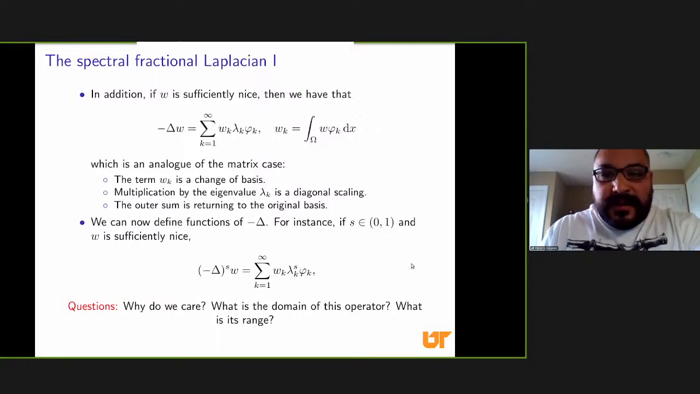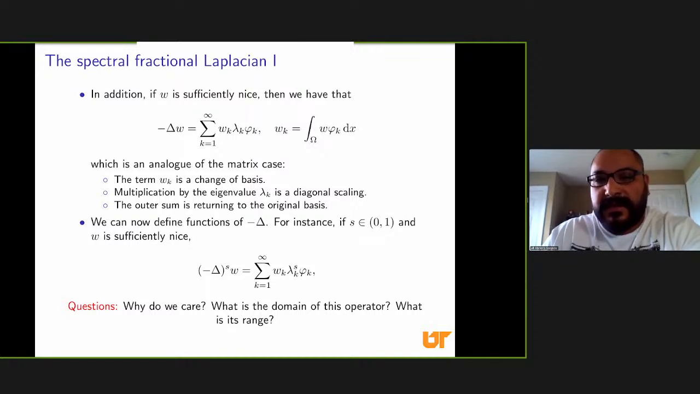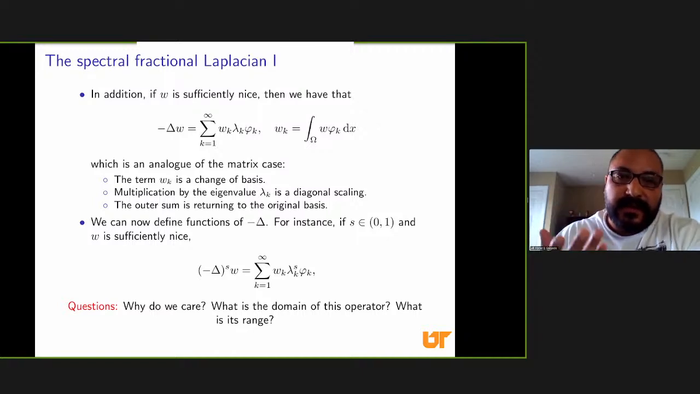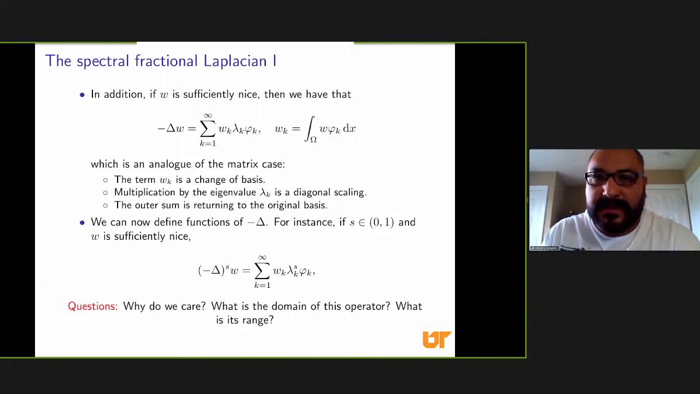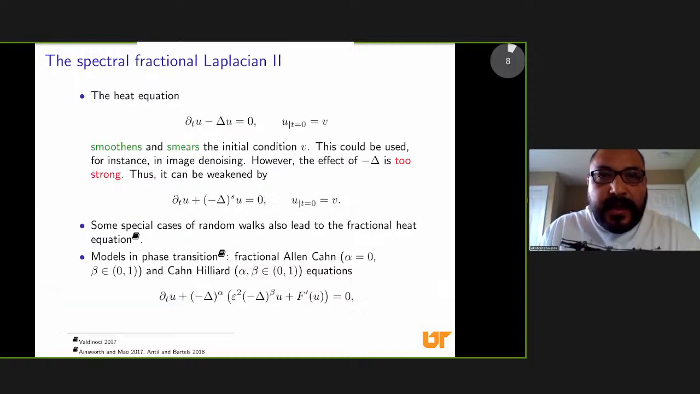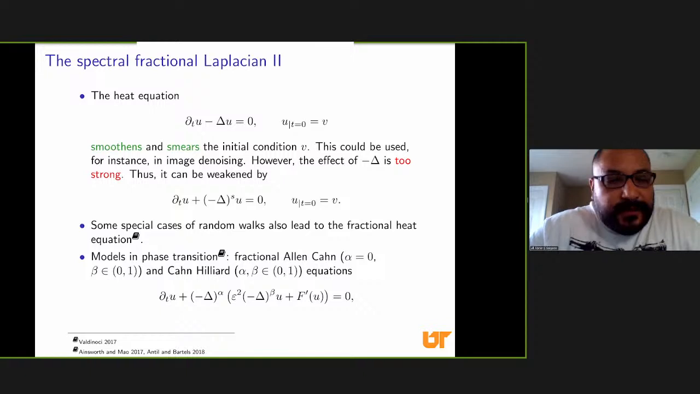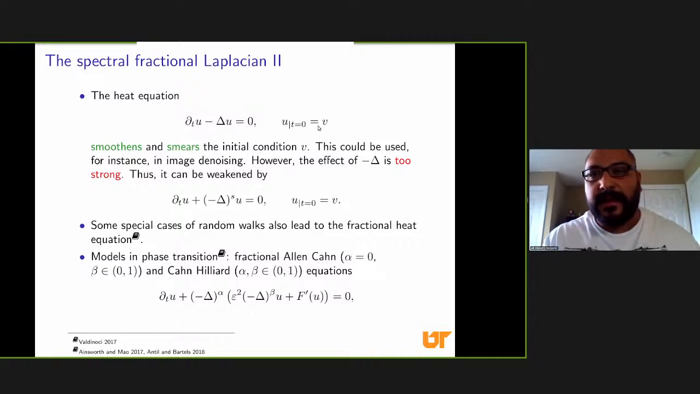Of course, you can define whatever you want, but you should be careful about why you are defining this. Does this make sense? What is the domain of this operator that you came up with? Or what is its range, and so on. And so let's see, why is this something that might be useful? Well, first of all, we know that the heat equation, let's say with homogeneous right-hand side but with an initial condition, is expressing diffusion. So the solution is going to smoothen and smear the initial condition.